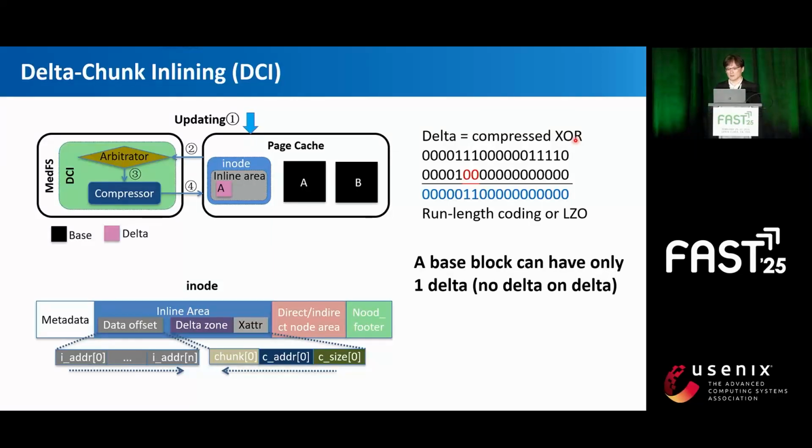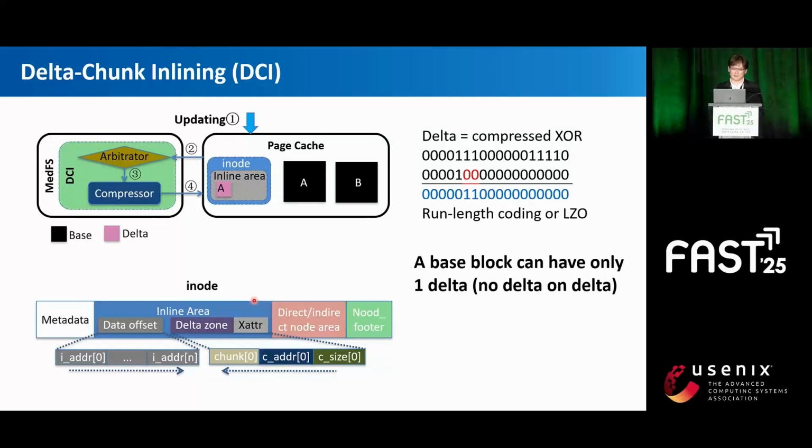So we can use lightweight encoding, such as run length encoding or LZO, to convert the delta into a very small unit, and then embed the small delta into the inline area of the inode. Okay, that is how DCI works, basically.